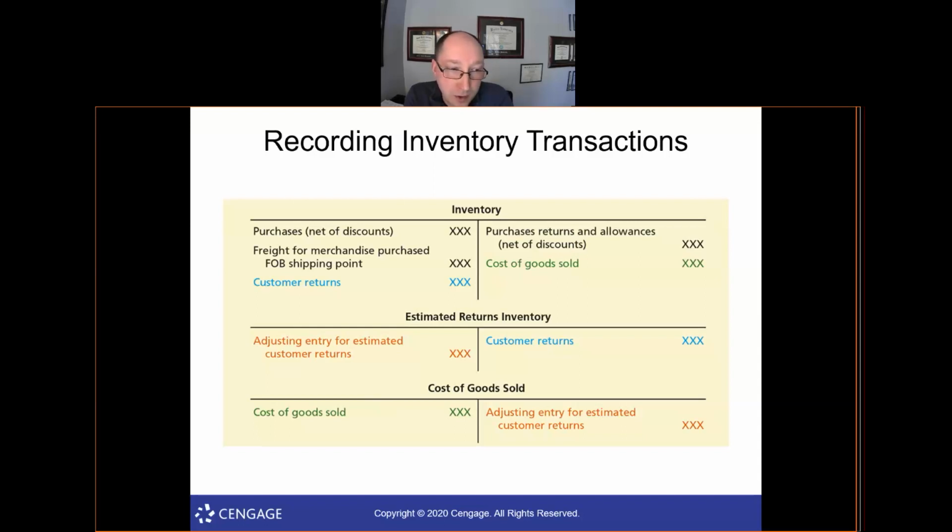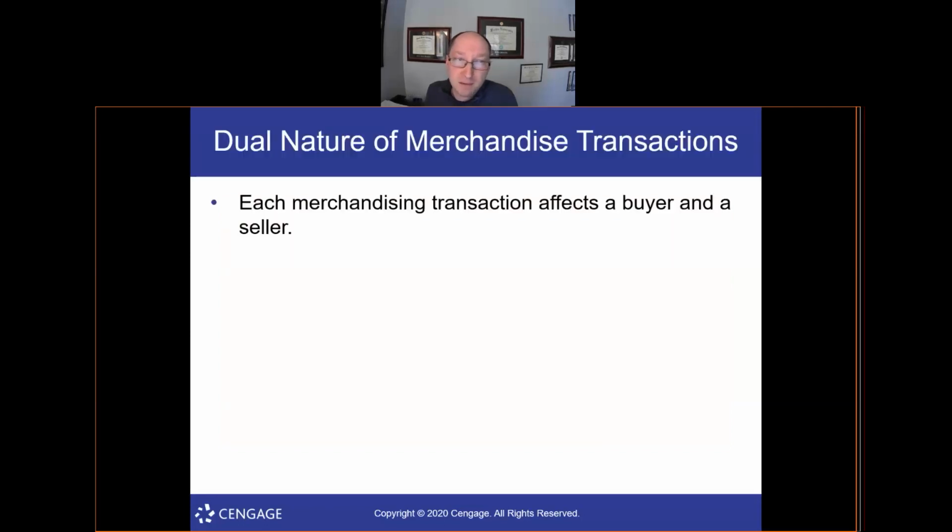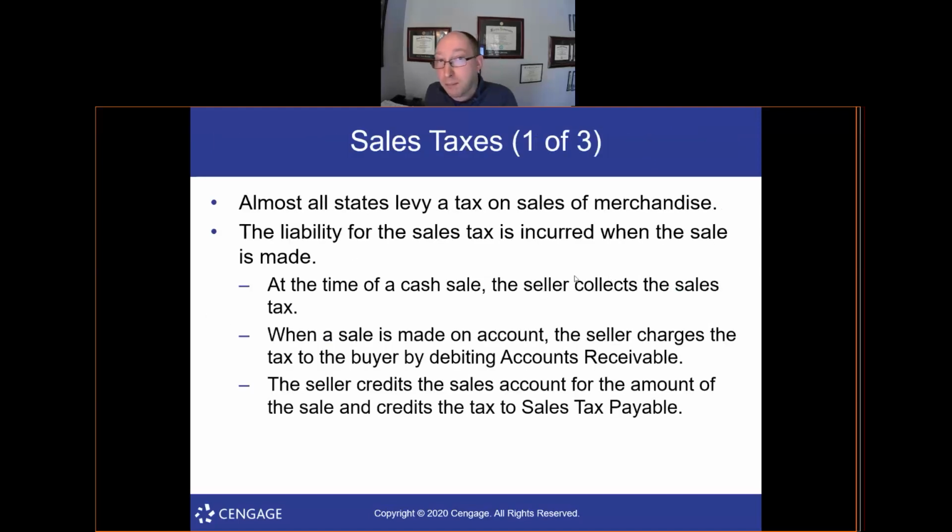Estimated returns, we debit adjusting entries, credit customer returns. Cost of goods sold, we debit cost of goods sold to increase cost of goods sold. We credit adjusting entry for estimated returns when it gets returned to us. This kind of gives you an idea of what that looks like graphically. Each merchandise transaction, of course, is going to affect a buyer and a seller.